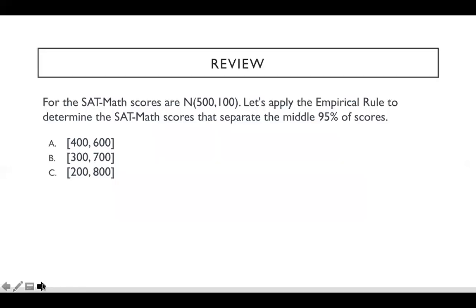Okay, so for the SAT math scores, you have 500 as your mean and 100 as your standard error. Let's apply the empirical rule to determine the SAT math scores that separate the middle 95% of scores.